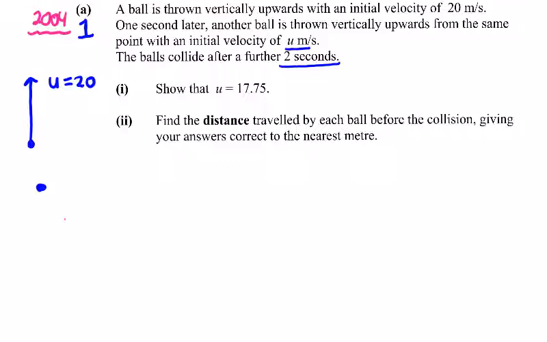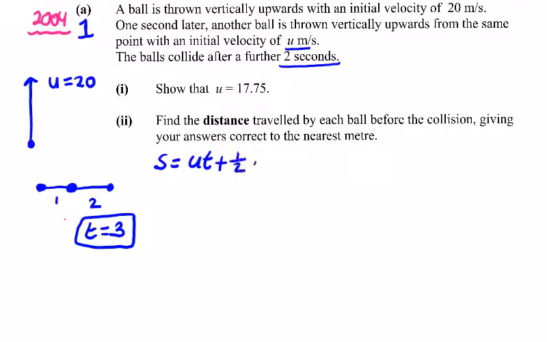So you have the first one fired, then a gap of 1 second, and then another gap of 2 seconds. So when t is equal to 3, they collide. So let's have a look at what's going on with the information that we have. So let's use displacement. We have u being 20, t being 3, and we can find how far this particle here is. Gravity is 9.8, so minus 4.9 by t squared, 3 squared.